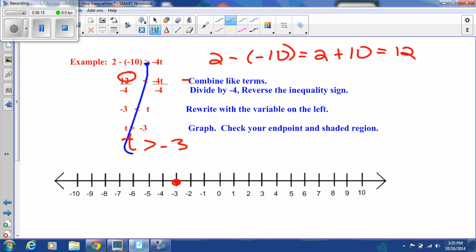Okay, negative 3 is my boundary point. I'm shading to the right. That's where I find my values greater than negative 3. Check my endpoint in the original equation.